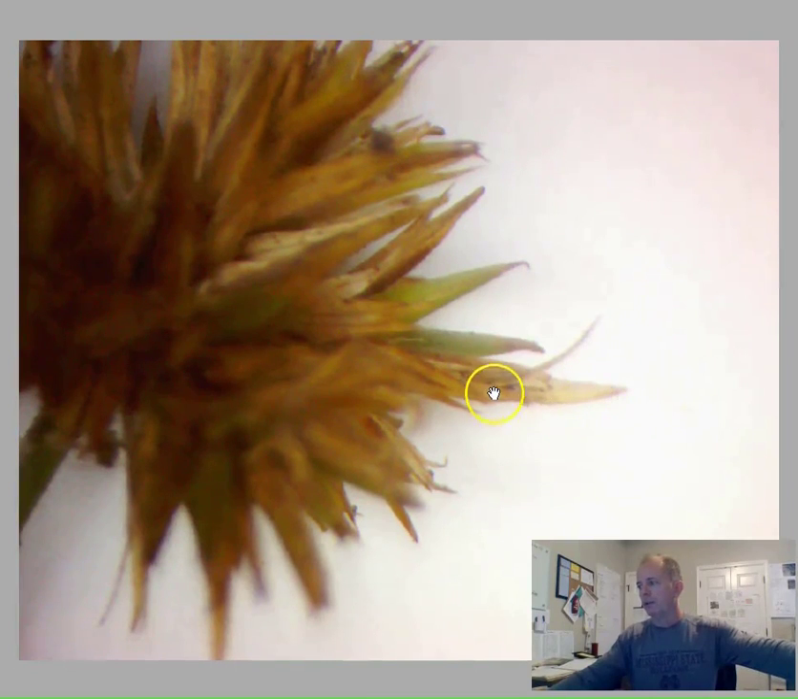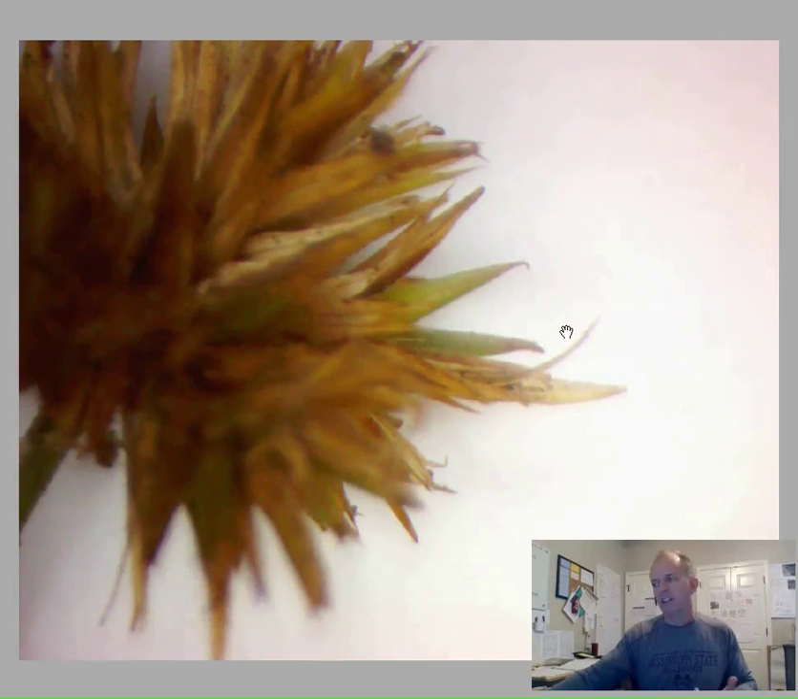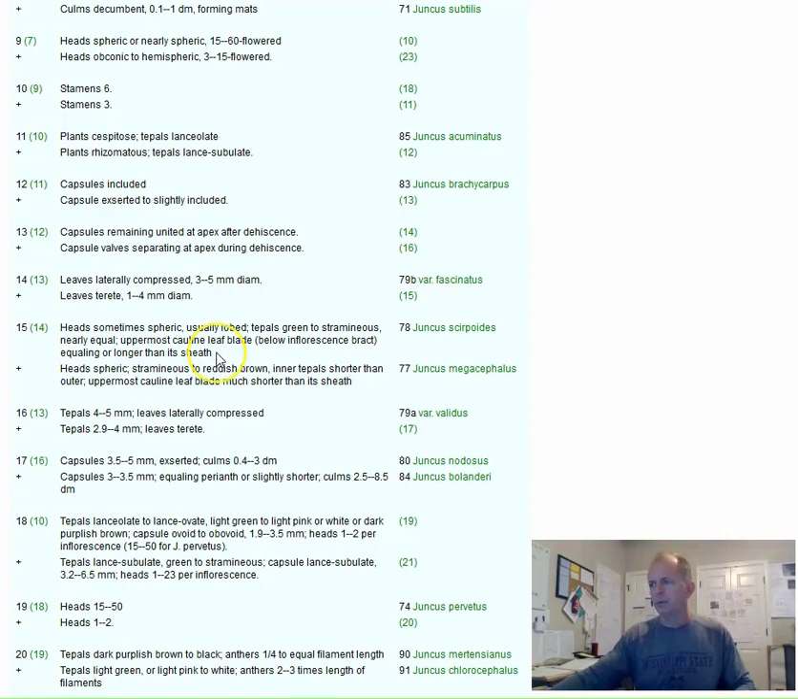What I wanted to point out is the capsule comes way out here, and the perianth or tepals only come to about here. So the capsule sticks way out beyond, and when it opens, these capsule parts really flare out quite a bit. That's also going to be important in a minute. But the capsule sticks well out beyond the tepals. So was it here? Capsule exserted. So it is exserted. It sticks out.